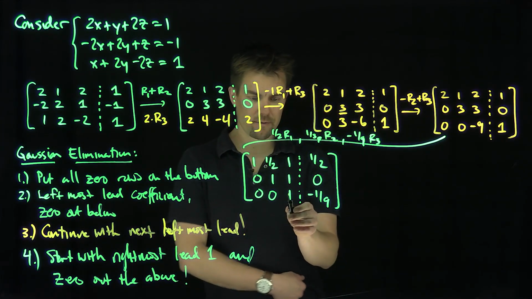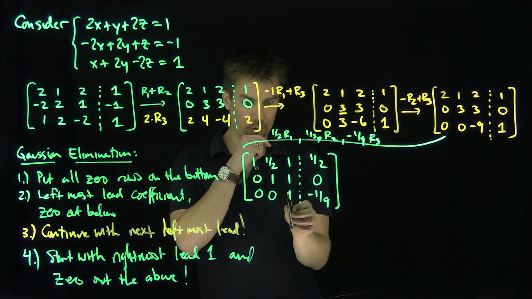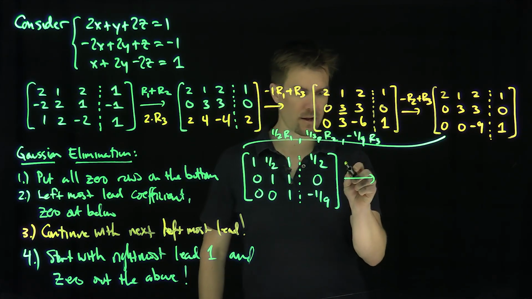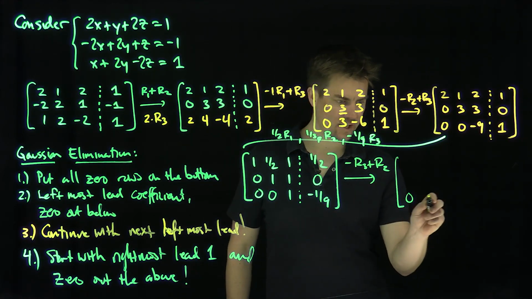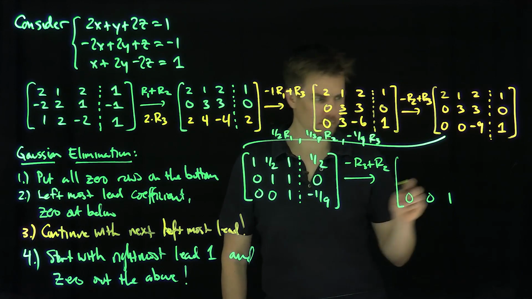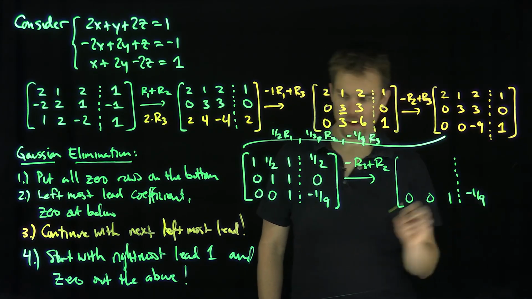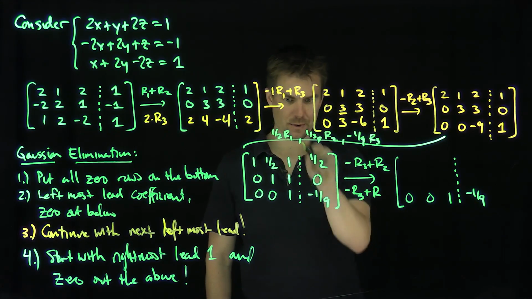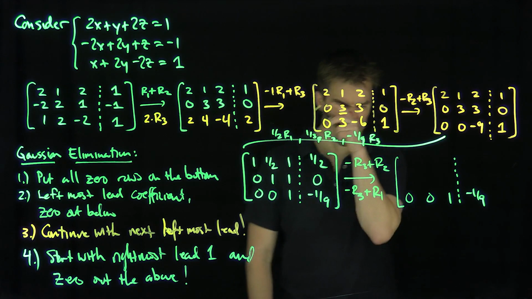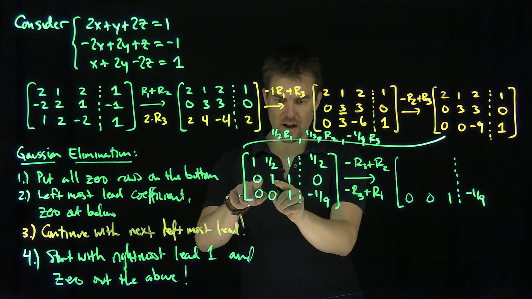So I'm going to do negative row 3 plus row 2. So row 3 is going to stay the same. And of course, I can also do negative row 3 plus row 1 simultaneously. That will zero out that thing over there too. So let's do these in order, right? So what will we do if we get negative row 3 plus row 2? Nothing over here, right?